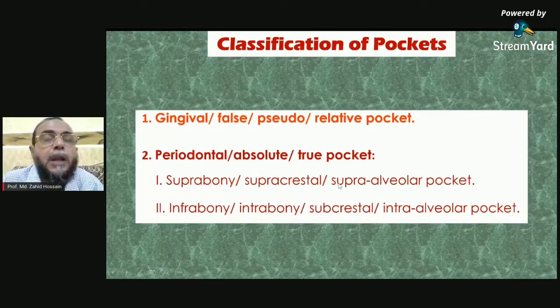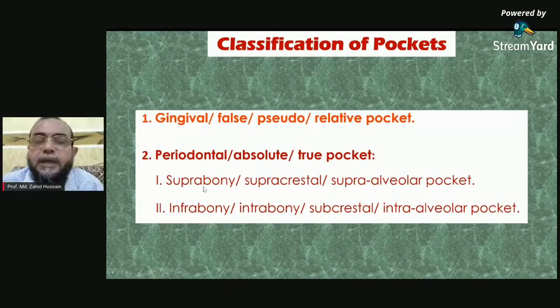Another one is the periodontal or absolute or true pocket. This happens when you find in the radiograph that the bone loss is there, and your probing depth is more than 3 millimeter. So in this case, it is a true pocket. Sometimes the gingiva can also be enlarged, but if the junctional epithelium is not attached at the cemental junction, it means it's a true pocket. A true pocket is called a periodontal pocket, and a false pocket is called a gingival pocket. Remember this.